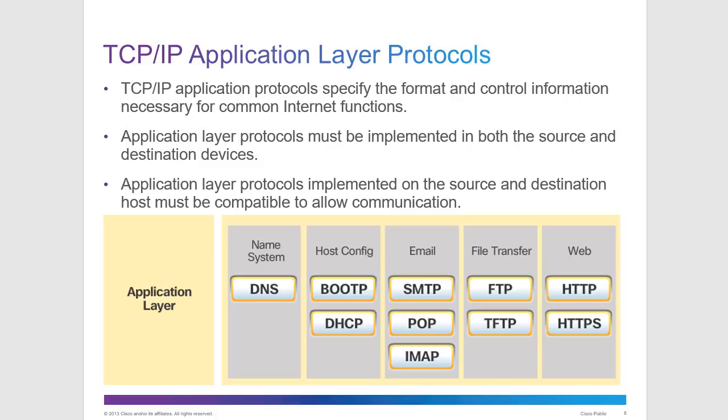Those protocols must be implemented on both your source and destination devices for it to work. And the protocols implemented on the source and destination must be compatible to allow communication. We saw a few of these protocols in the last chapter, where we were discussing TCP versus UDP in the transport layer. So you have Domain Name Service, Dynamic Host Configuration Protocol, so on and so forth, email, file transfer. And we'll talk about some of these as we move through the chapter.